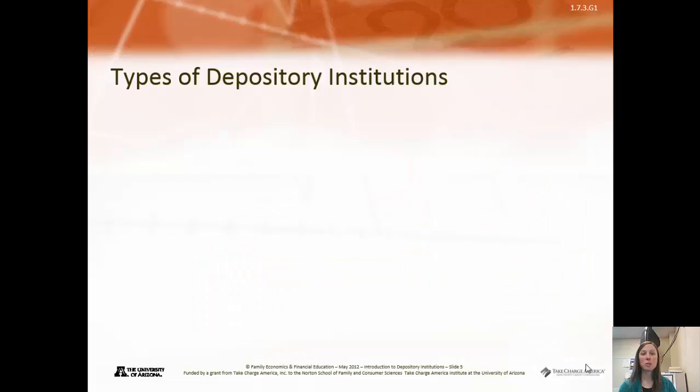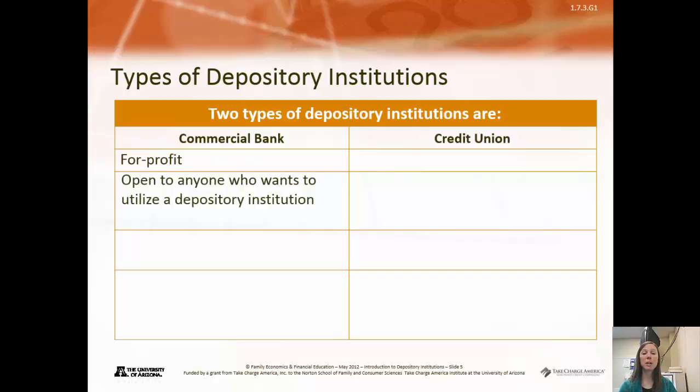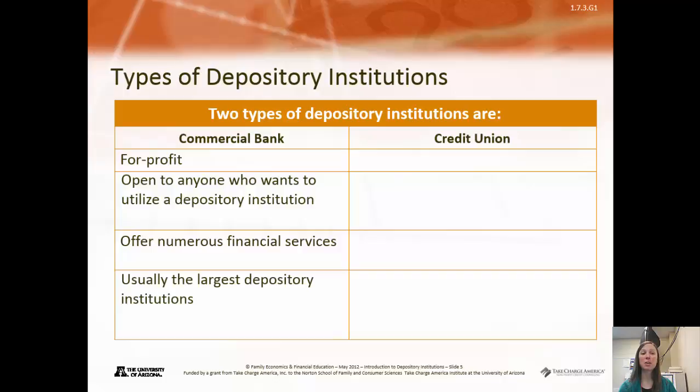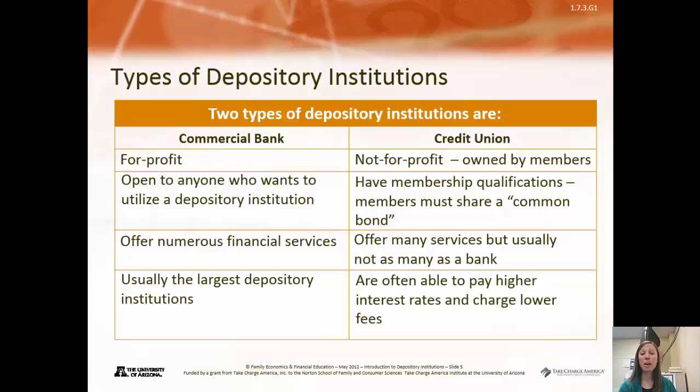Okay, so 2 types of depository institutions that we'll be talking about are commercial banks and credit unions. Commercial banks are for-profit. They are open to anyone who wants to utilize a depository institution, offer numerous financial services, and they're usually the largest depository institutions. Credit unions are not for profit. They're owned by their members. They have membership qualifications. So to be a member, you might have to live in a certain area, work in a certain area. A lot of times they're geographically limited, but they can be different. And they offer many services, but usually not as many as a bank. And they are often able to pay higher interest rates and charge lower fees. So those are kind of the differences.